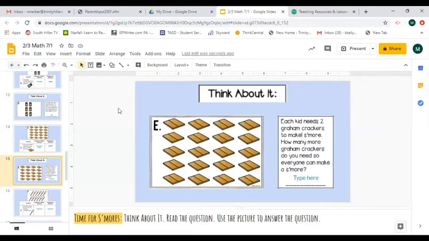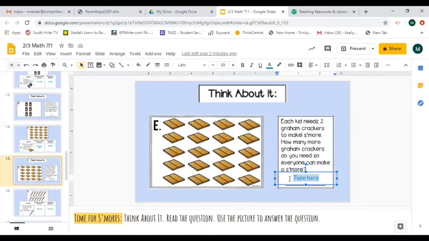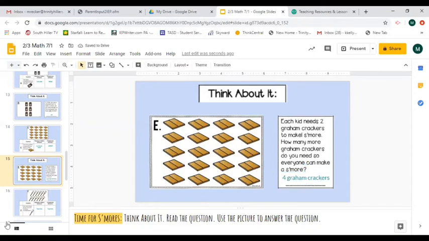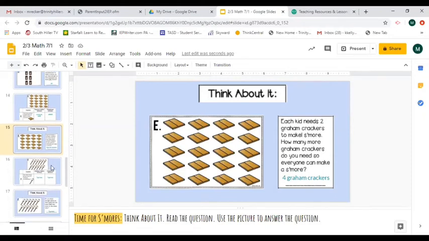To figure this out, I would probably multiply 2 times 2 because we have 2 kids left that need graham crackers and each of them needs 2 graham crackers to make their s'mores. So 2 times 2 equals 4 graham crackers. So we need 4 more graham crackers. We don't have enough right now to give everyone their graham crackers for their s'mores.